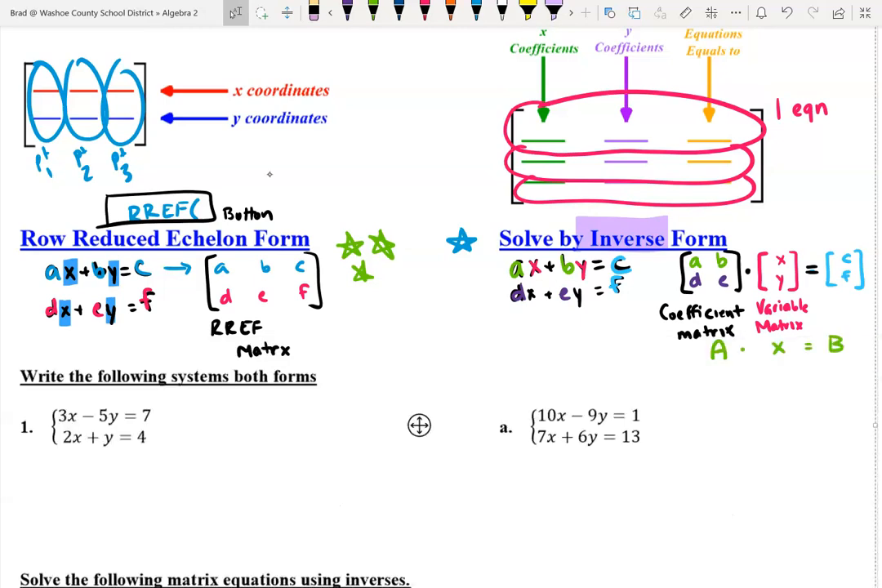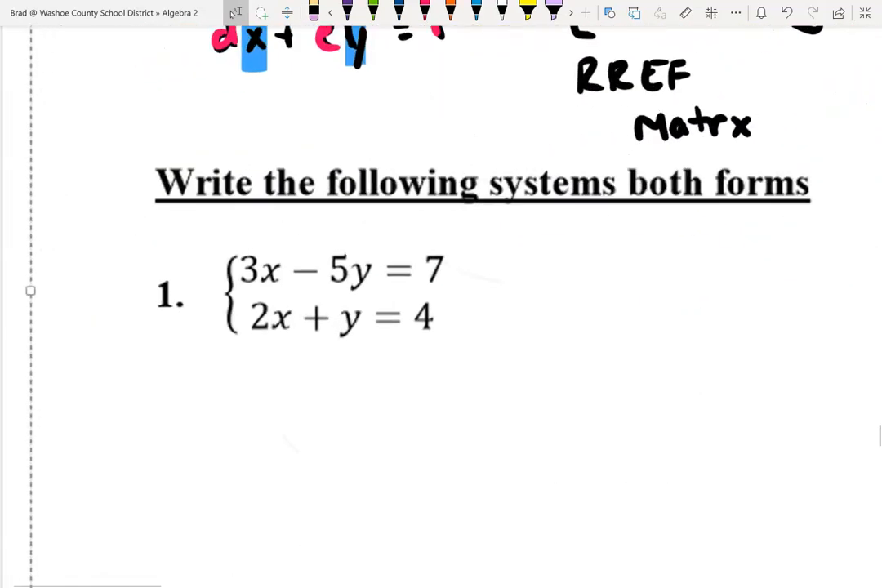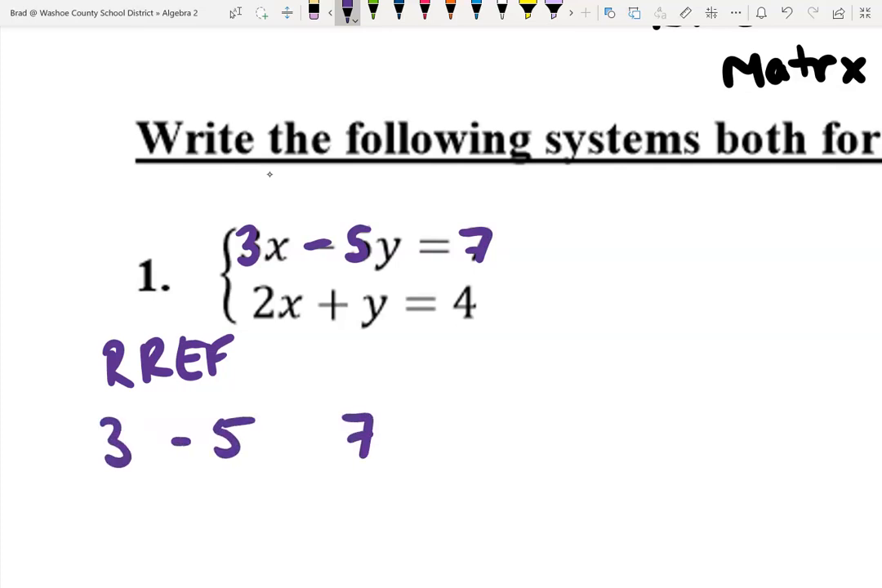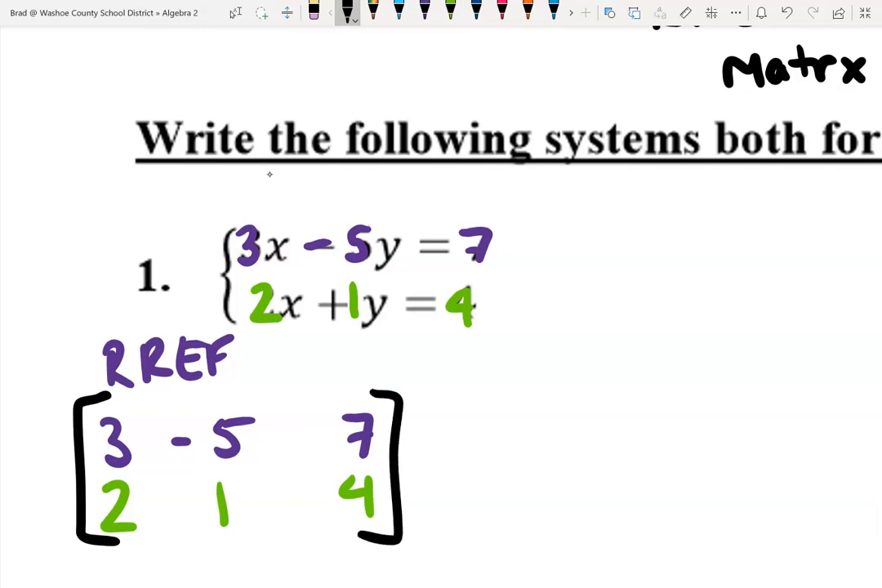So what we're going to do in this next one is just practice writing. We're going to do the RREF, which is our row reduced echelon form matrix, first. So you're just going to go across 3, -5, 7. And then we'll do 2, 1, 4. That's a 1 because there's no number there. And then that is our row reduced echelon form matrix. Everyone likes that one. It's a lot easier.